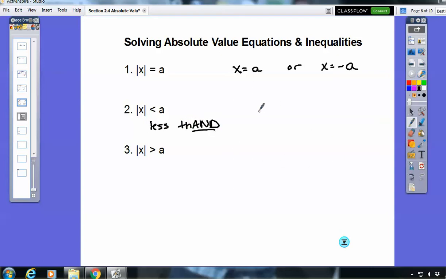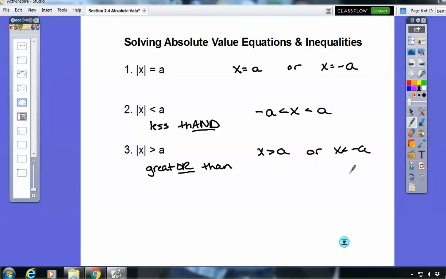A less than is an and. If you have a less than, you make one big inequality and you put it in between the positive and the negative. A less than is an and statement, so you make a compound inequality and solve it. Greater than is an or, so you do two separate ones. Greater than the positive or less than the negative.